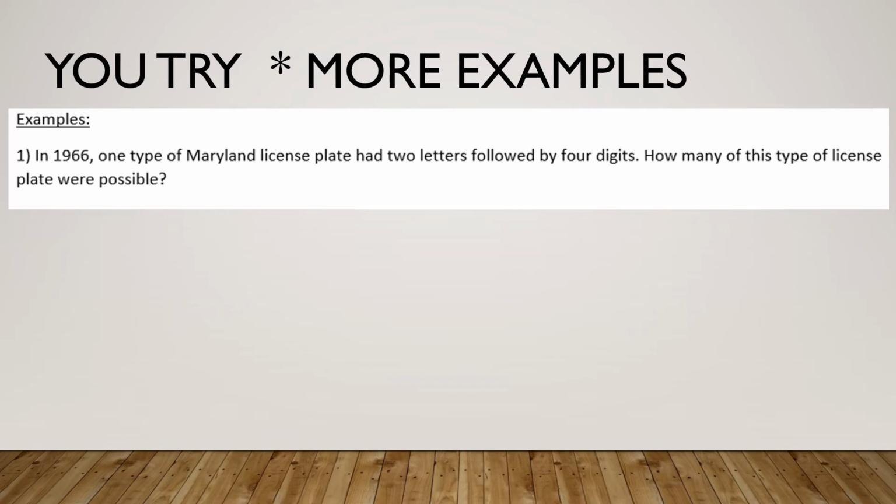Okay, so you guys go ahead and try these next 2 examples. So we'll go over this first one. I'll give you a minute here to try and do it. So in 1966, one type of Maryland license plate had 2 letters followed by 4 digits. So that means I have 6 spots. 1, 2, 3, 4, 5, 6. Okay, now you need to think about how many letters do I have in the alphabet, and how many digits do I have that are possibilities? Okay, so think about that while you are doing this problem, and I'll give you a second here to work on it.